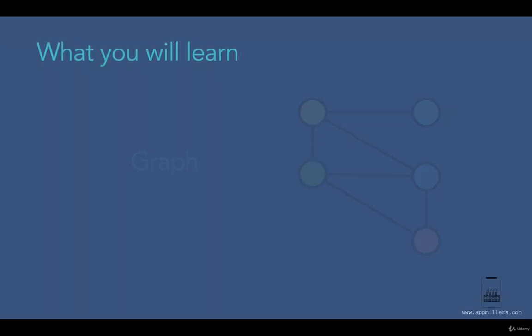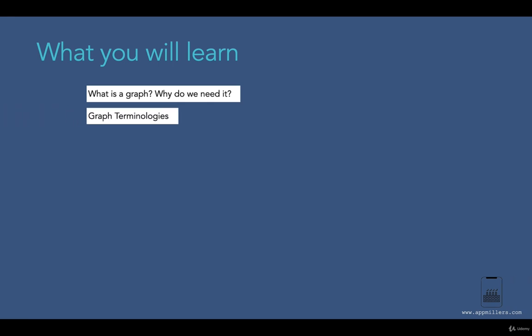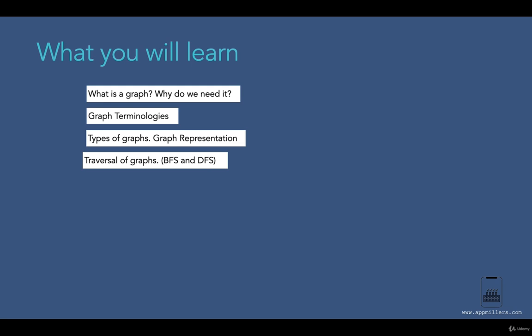So first we are going to start by learning what's graph and why we need it. Then we will learn graph terminologies which are very helpful especially during the interviews. Then we will see how many types of graph there are. Then we are going to learn the representation of graph in our code. Then we will learn two ways of traversal of graph, which are breadth-first search and depth-first search.